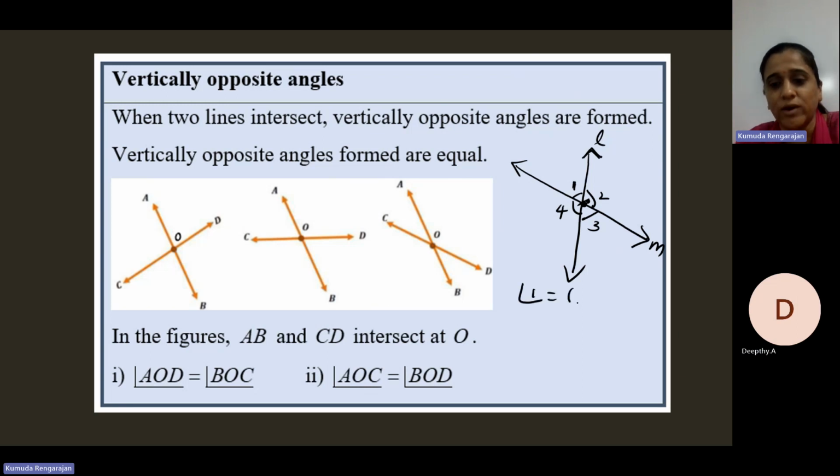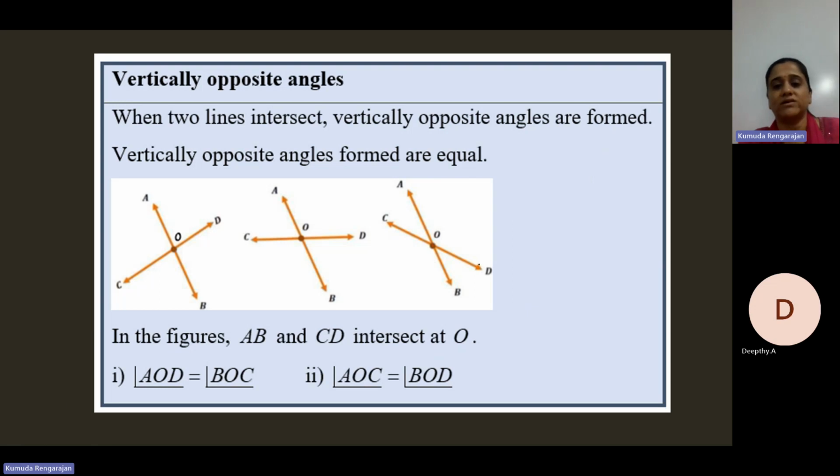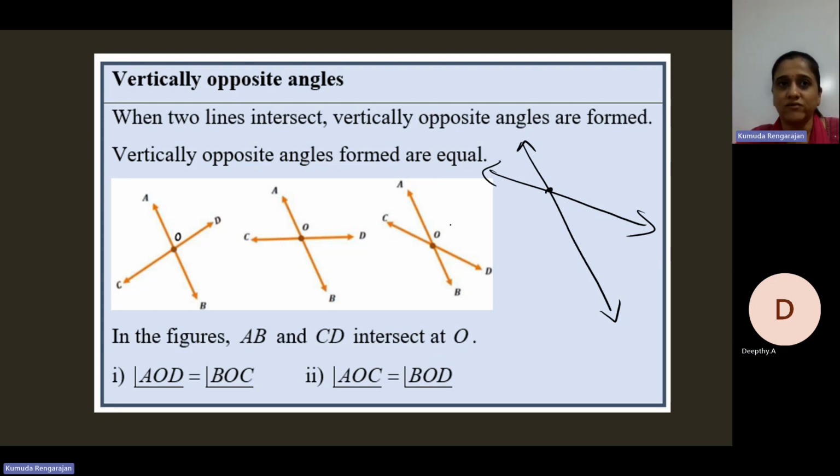Angle 1 is equal to angle 3. Angle 2 is equal to angle 4. So when are vertically opposite angles formed? When two lines intersect at a point, vertically opposite angles are formed.